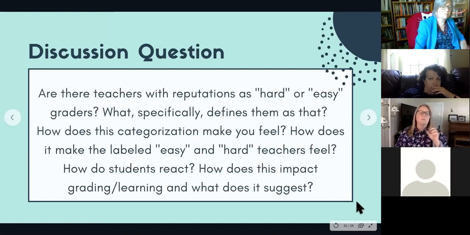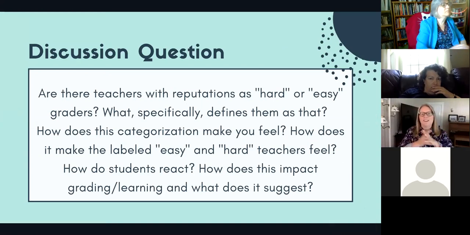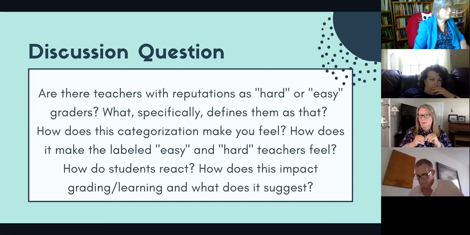Are there teachers with reputations as hard or easy graders at your schools? We're going to be looking at that, and what specifically defines them as that. How does this categorization make you feel? How does it make the labeled easy or hard teachers feel? And how do students react to that? And most importantly, how does this impact grading and learning, and what does it suggest? I know it's another complex question, but you have 15 minutes, which is the longest time we've done. So that should be good to explore it a little bit and use the Padlet as a guide too.